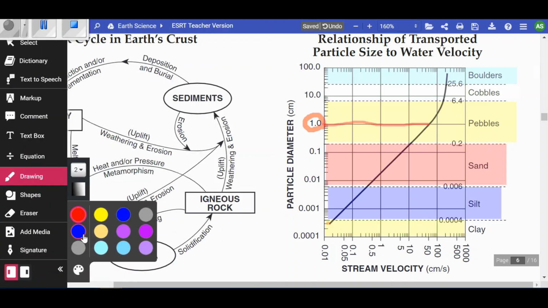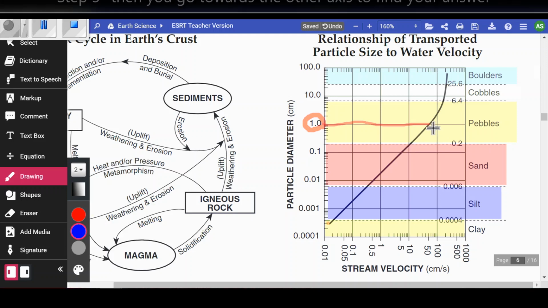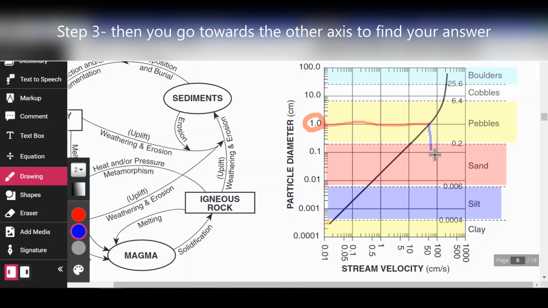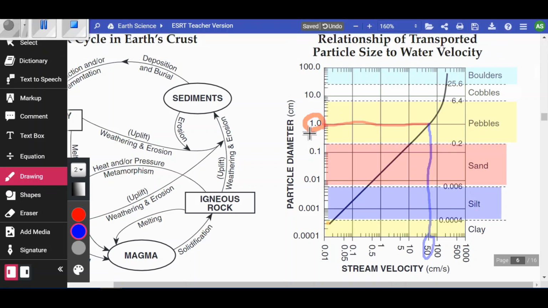Okay, so let me change colors. I'll go to blue here. Since I hit the line, for a particle 1 centimeter big, I'm going to try to draw a straight line. Do the best you can to draw a straight line. And it looks like I hit 50 centimeters per second. So a stream has to go 50 centimeters per second to move a particle 1 centimeter big.